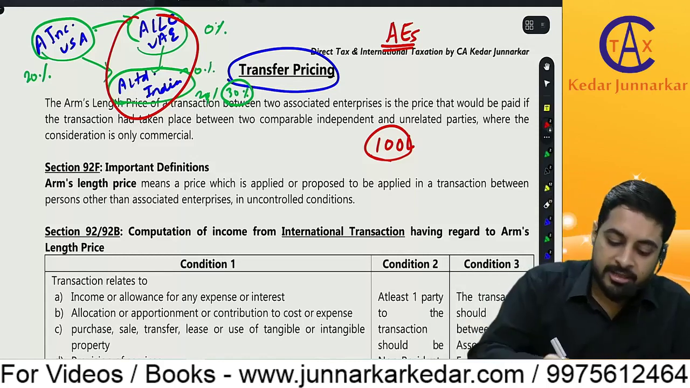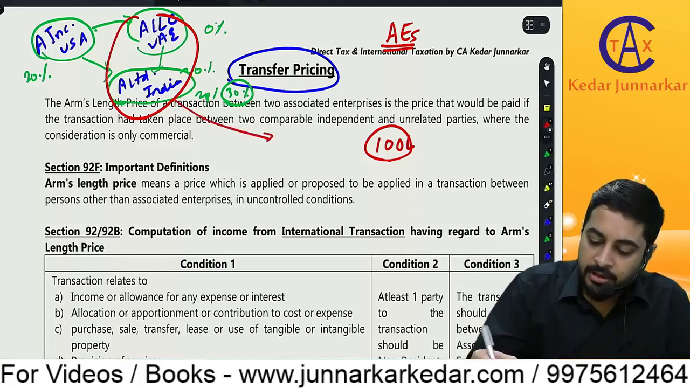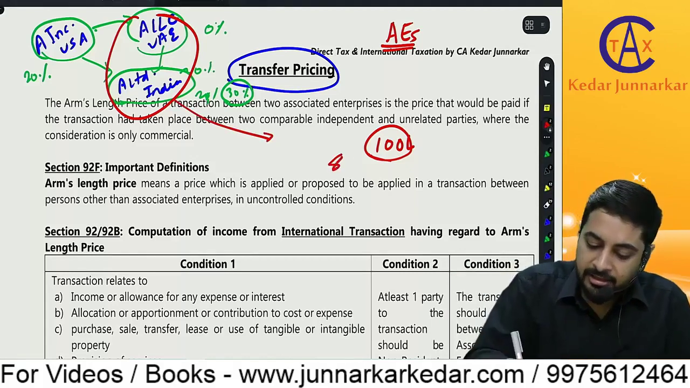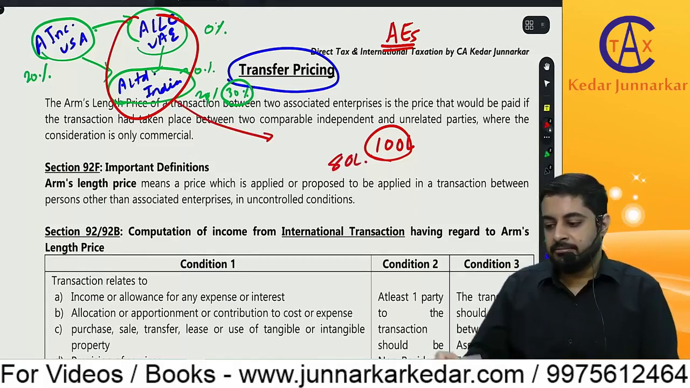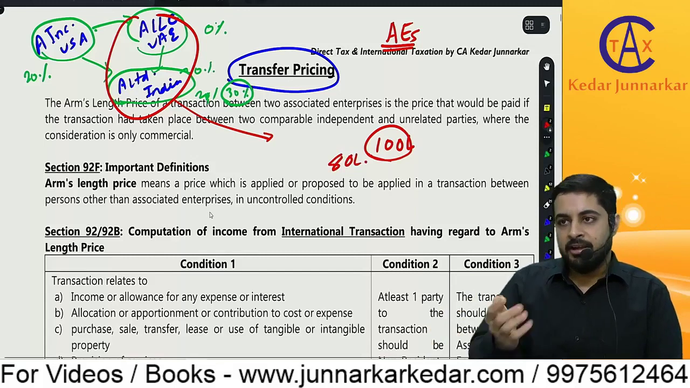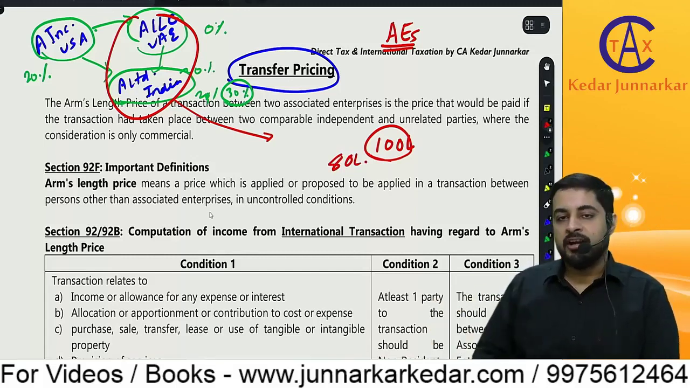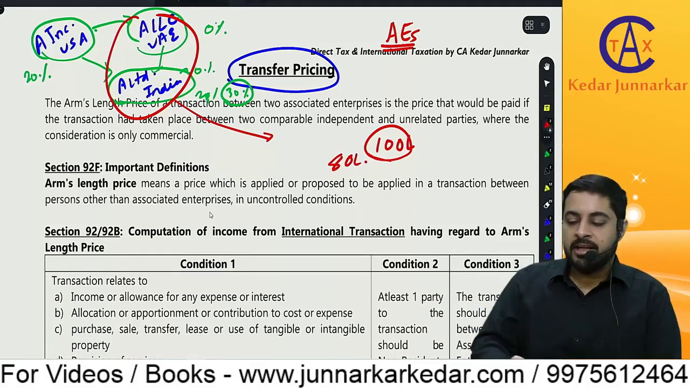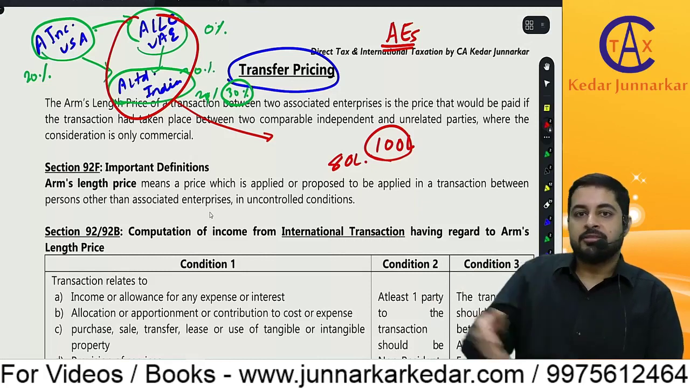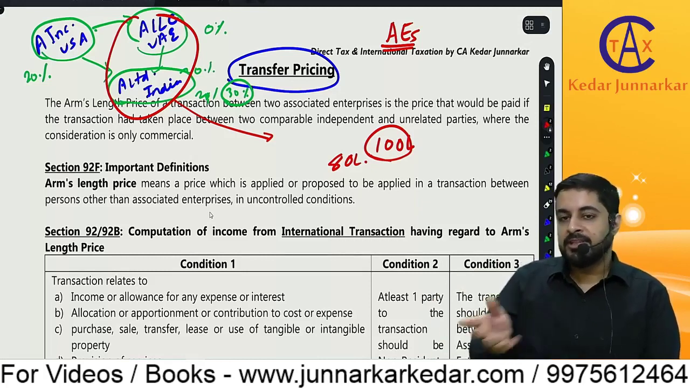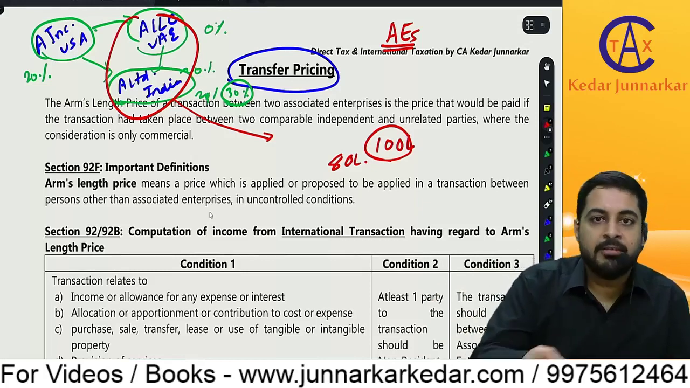So A Limited says that instead of 100 lakhs, I will sell you at 80 lakhs. See, simple. If you are running any business and you are selling goods of 100 and some relative comes and says, I want to purchase, you give some discount. Why? Because it's in the family. So the sale happens in family. Here also, they are part of the same family.